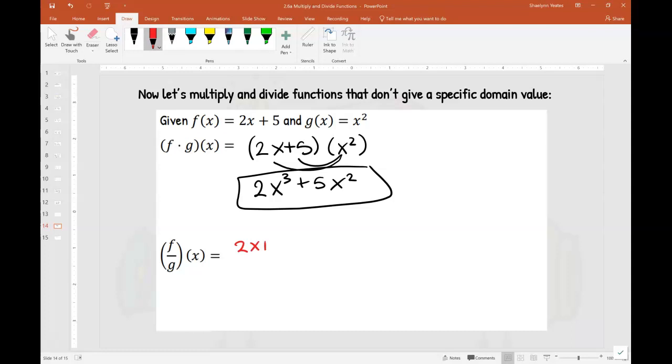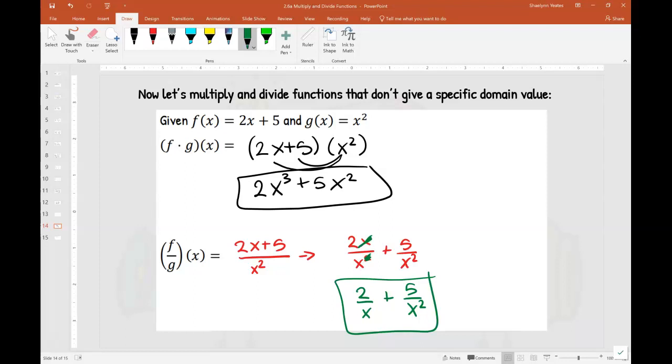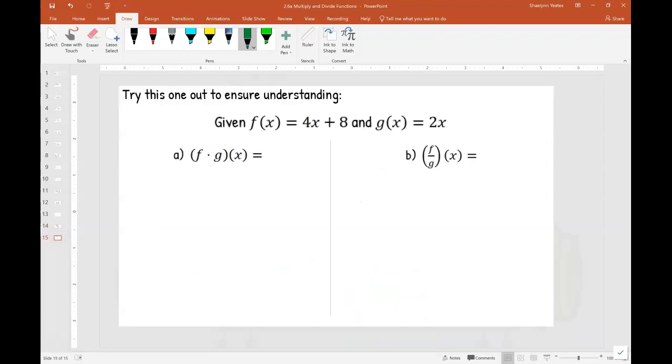Alright, let's take a look at what happens when we divide. So this time we have 2x plus 5 divided by x squared. And I like to write this as 2x over x squared plus 5 over x squared. The second piece I can't reduce at all. 5 over x squared is as reduced as it can get. So it's just going to stay 5 over x squared. But we have 2x over x squared. One of those x's on the bottom can cancel out with the one on the top, leaving me just with 2 over x. So my final answer with this division one is 2 over x plus 5 over x squared.